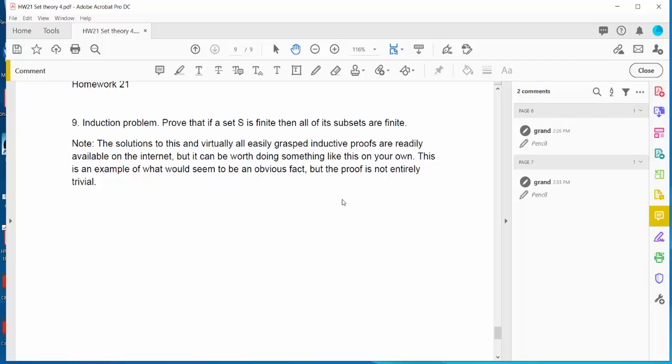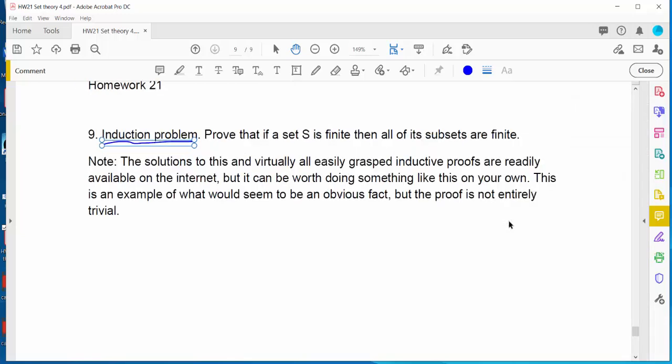So this last one, number 9, I say is an induction problem. And the reason it suggests itself as an induction problem is because when you read it, it says prove that if a set S is finite, then all of its subsets are also finite. Now, this again just seems perfectly obvious.